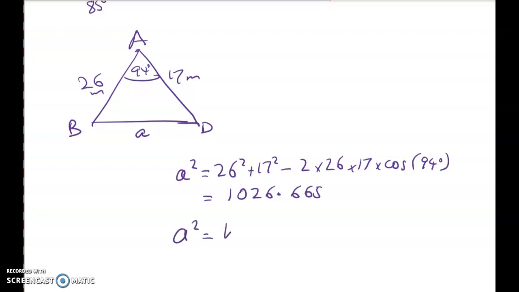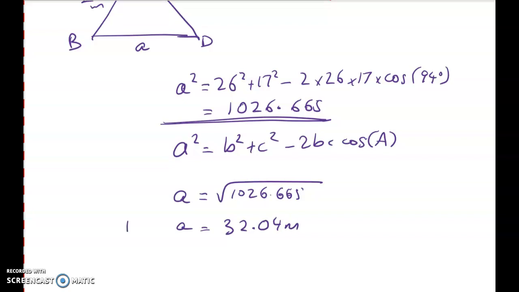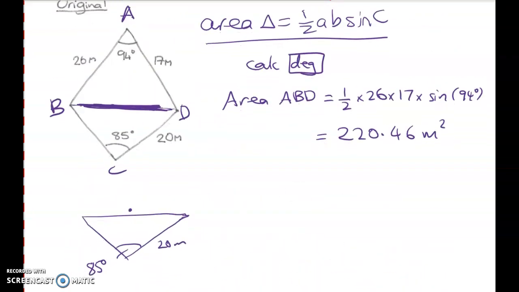That formula is this: a squared equals b squared plus c squared minus 2bc cos A. We don't want a squared though, we want a. So that means that we need to have a is equal to the square root of that, which gives me 32.04 meters. And we can label that as little a, or we can call it side BD. Right, so that helps me to figure out the area of the second triangle, because now we've got this side length here and we've got this angle here.